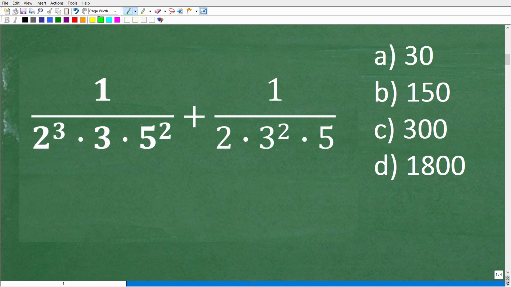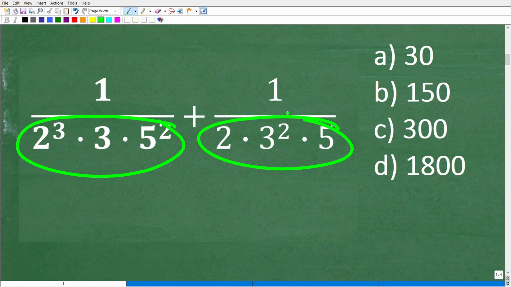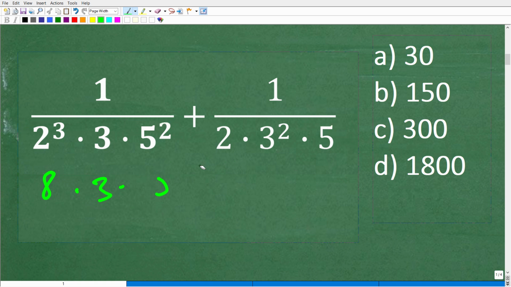Now, what should we do? Well, some of you might be saying, hey, Mr. YouTube Math Man, I think I'm going to just multiply all these numbers together. So 2 cubed would be an 8, and then we have a 3, and then 5 squared is 25. So you could actually do all this math and see the actual denominator, but that's really not necessary in this particular problem.